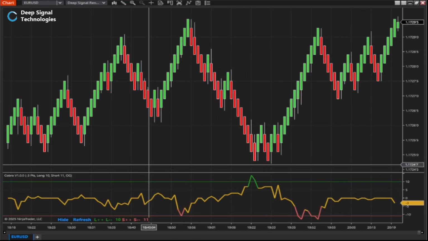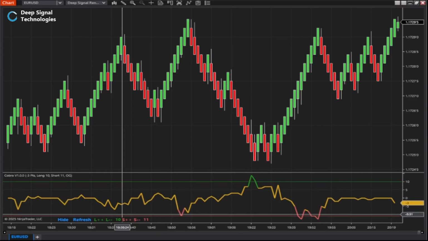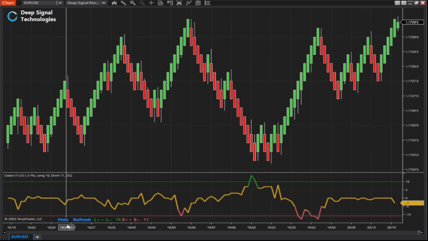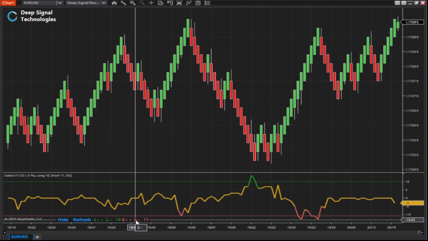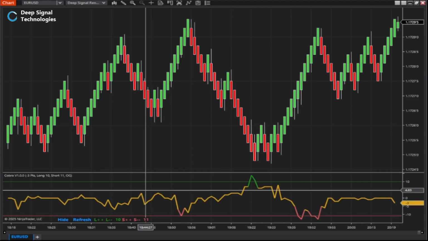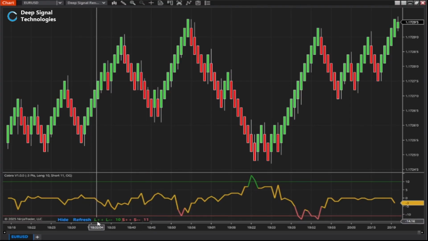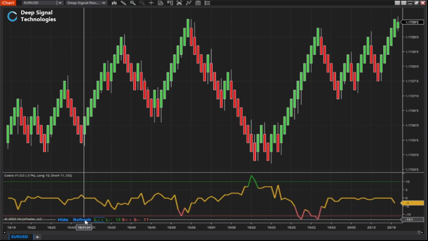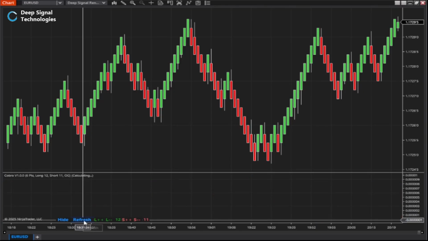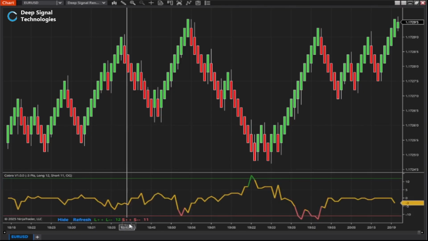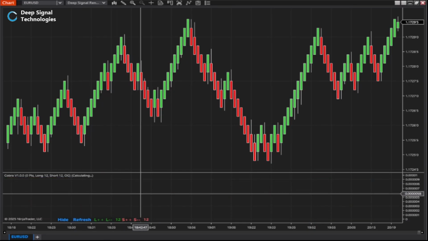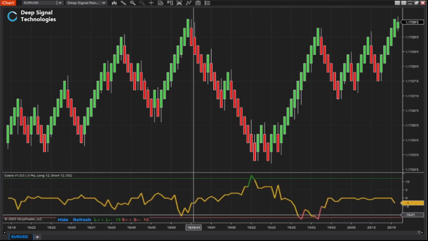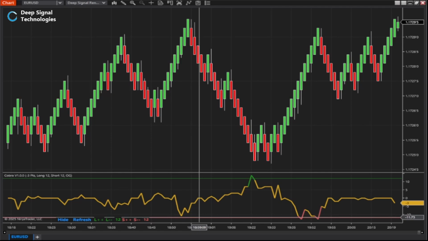If you want, you can change your thresholds. There are some buttons down below here: the hide and the refresh, and L++, L minus, S++, S minus minus. These will change your long and short thresholds. So if you want to increase your long threshold, you can just hit L++ and hit the refresh button. Similarly with your short, if you want to increase or decrease your short, then hit the refresh button, and that'll change your thresholds. You'll have to look at your particular instrument and see what works for you.